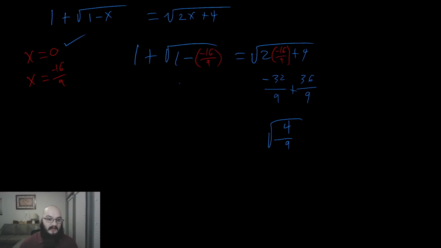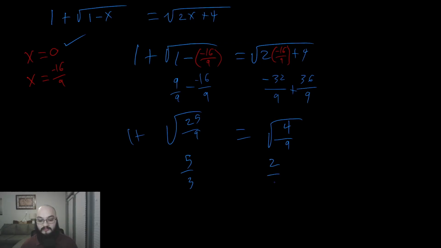Now, let's work on this side over here. We'll have 1 plus this mess. Let's turn this into a 9 over 9 minus a negative 16 over 9, which is 9 plus 16, or 25 over 9. 1 plus this square root is equal to this square root. Now, if you remember from the exponent properties, we can distribute this radical onto the division, and this will turn into 5 over 3, because square root of 25 is 5, square root of 9 is 3. Same thing over here. This will turn into 2 over 3.